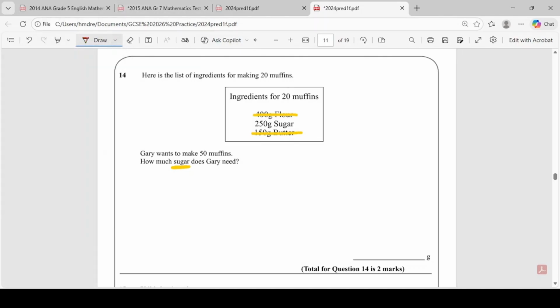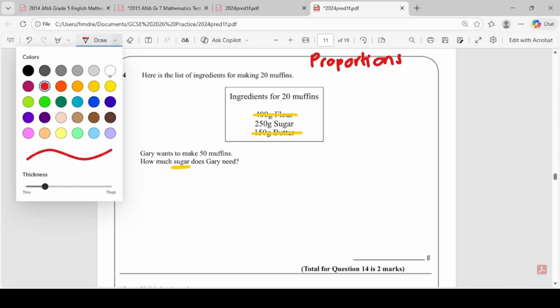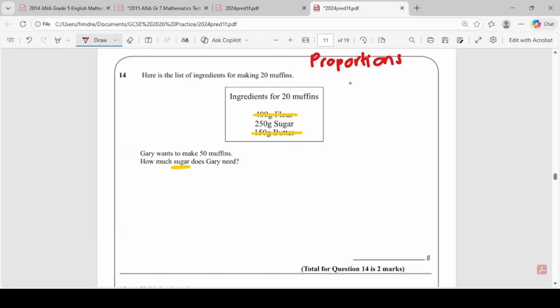And then my first step with a question like this is, it's like ratios and proportions. So if you're struggling, that's what to look at. My first step for a question like this is always, how much do I need for one muffin?